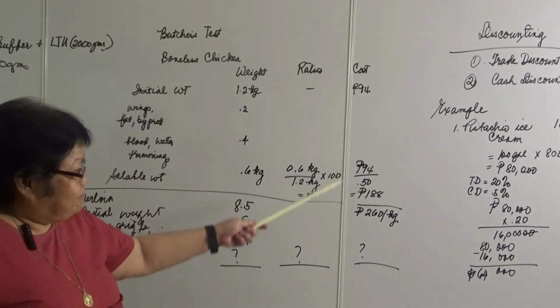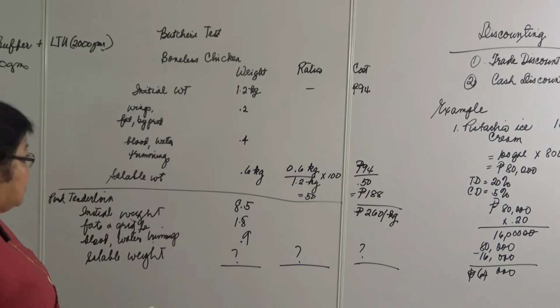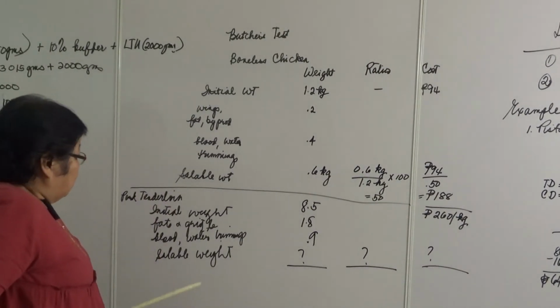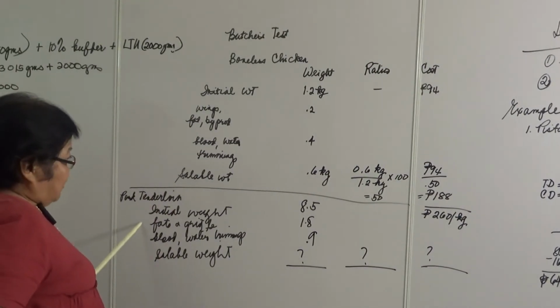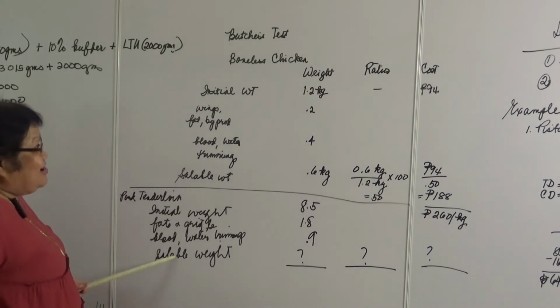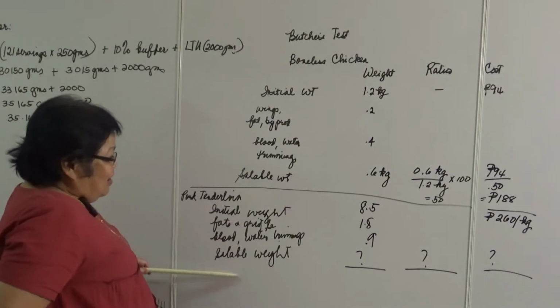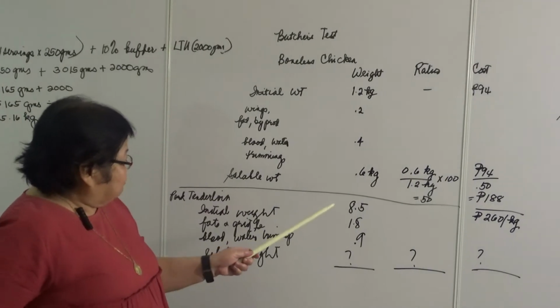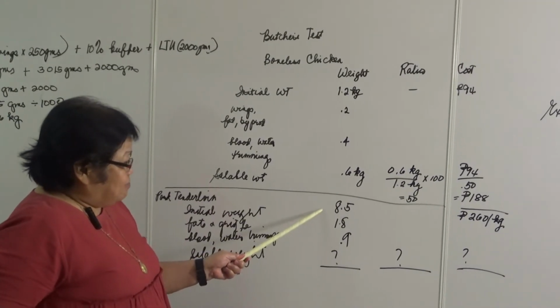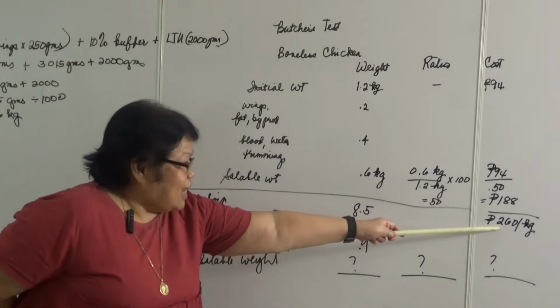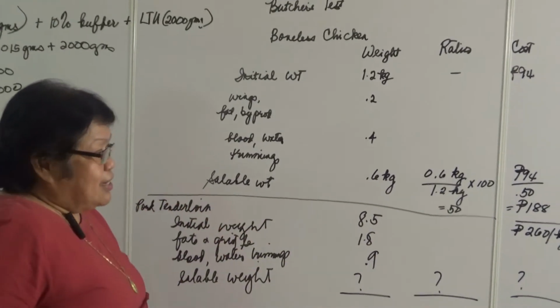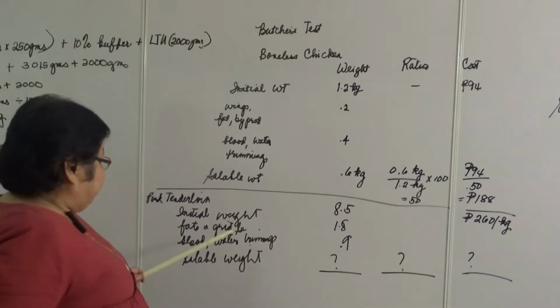Look at the jump, no? Talagang double. Okay, let's look at the pork tenderloin. This is your sit work, no? The initial weight of the pork tenderloin is 8.5, and you buy it as purchased, 260 pesos per kilogram.